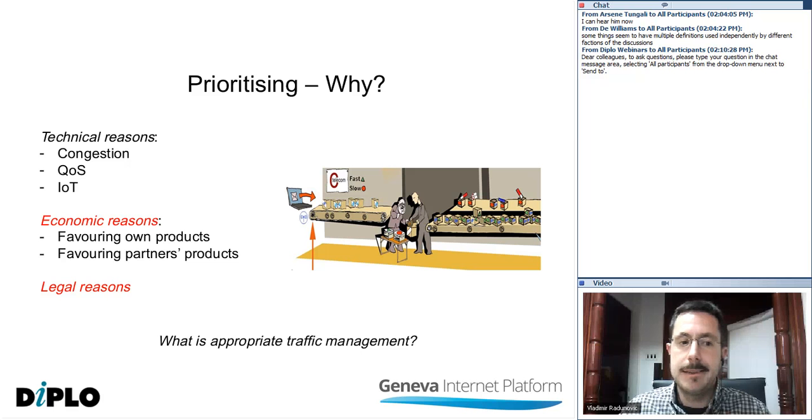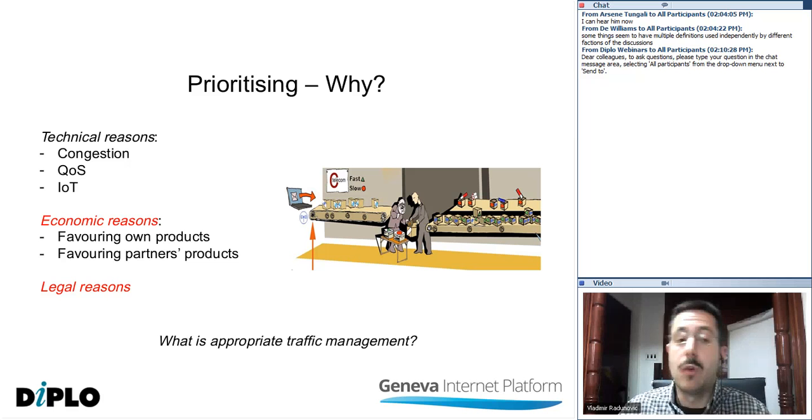The second reason would be the economic reason, and this is probably the cause of most of the discussions and concerns when it comes to prioritization. As we have said before, the telcos say that they simply need more revenues in order to maintain the network, and they might need to build new economic models, so to speak.